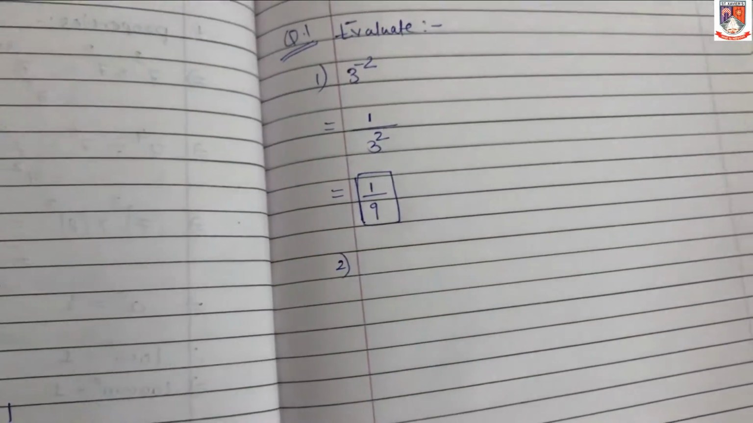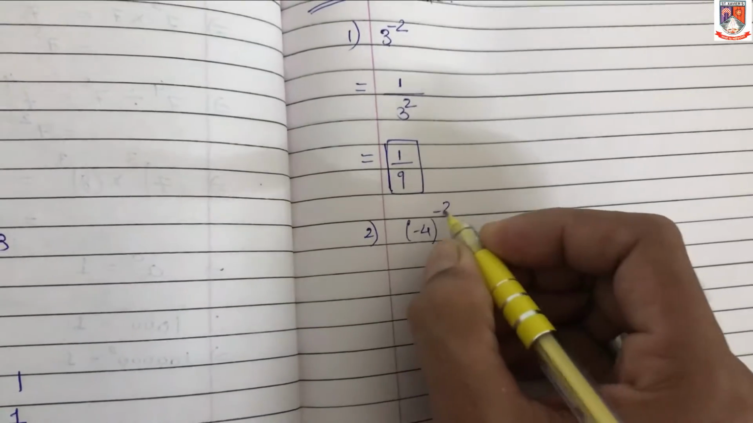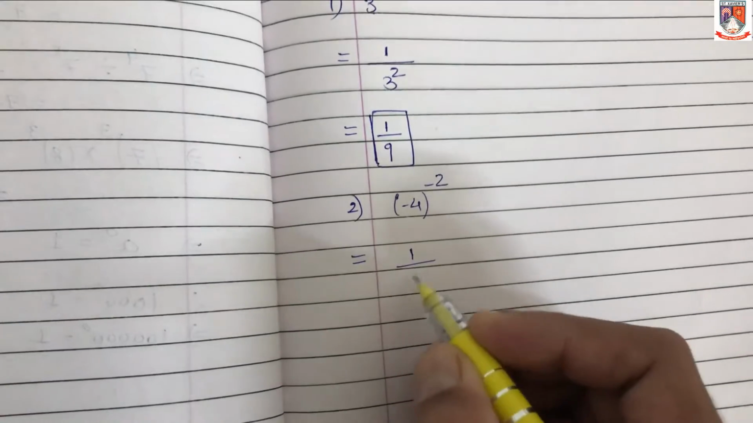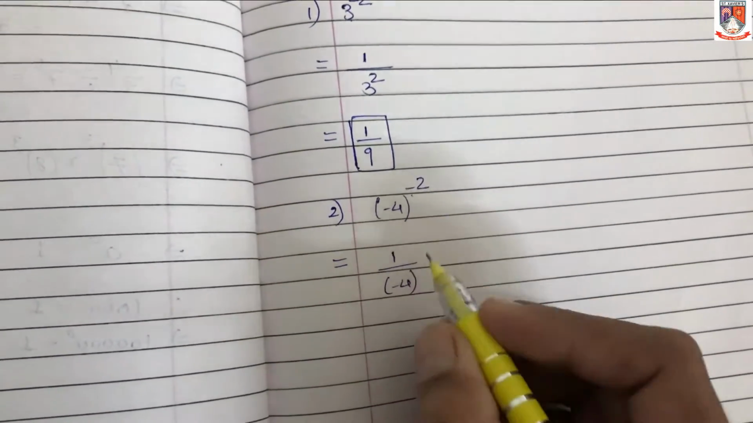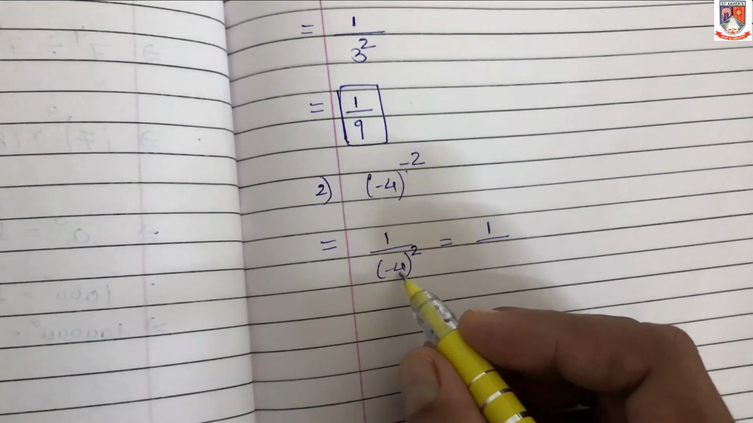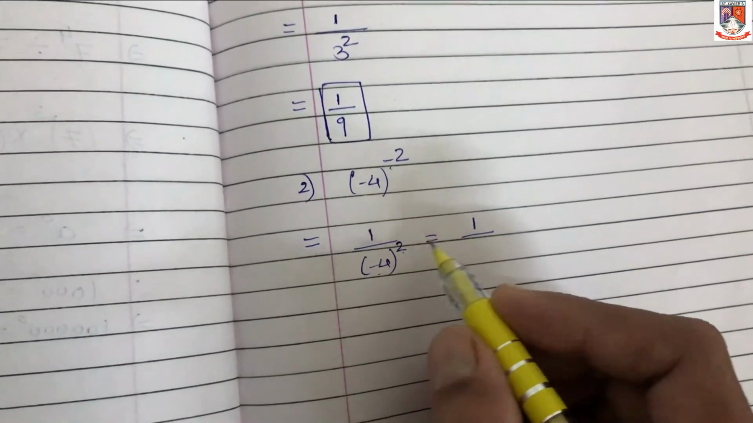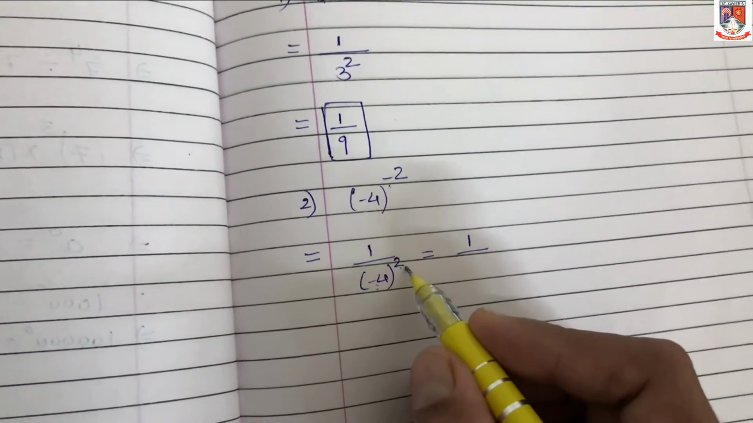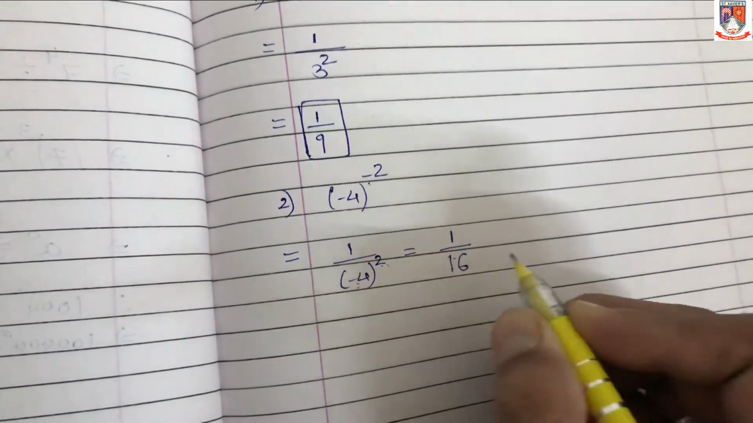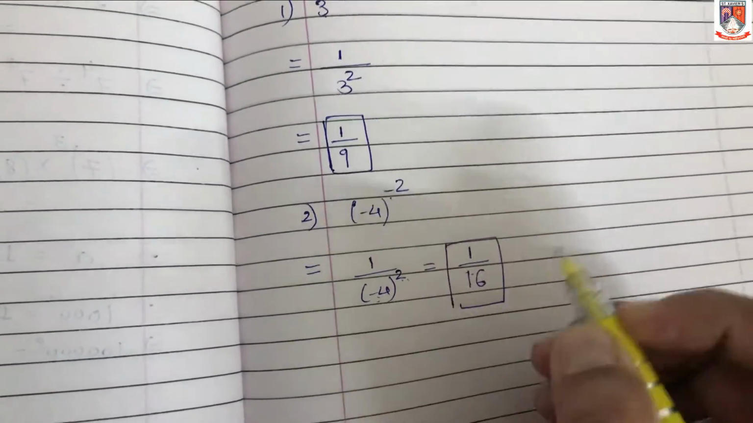Second one, minus 4 raised to minus 2. First, reciprocal of minus 4 is 1 by minus 4. Minus 2 converts to plus 2. Now you know that any negative number with even power gives a positive answer. Negative number and odd power, then answer is negative. So minus 4, 2 is even, minus 4 square is 16. The answer is positive because power 2 is even. Then answer is 1 by 16.